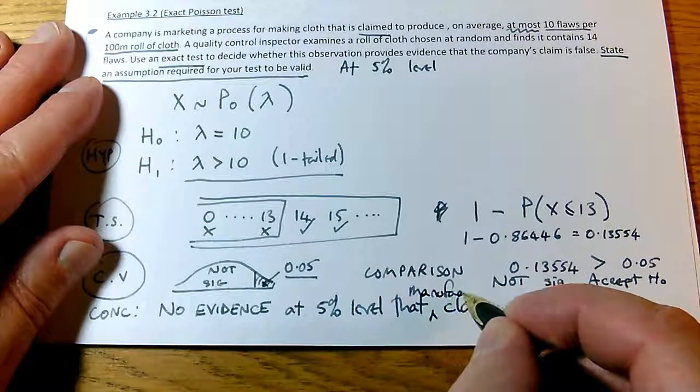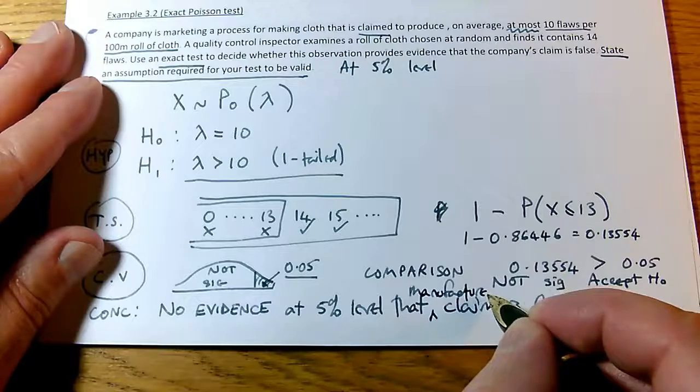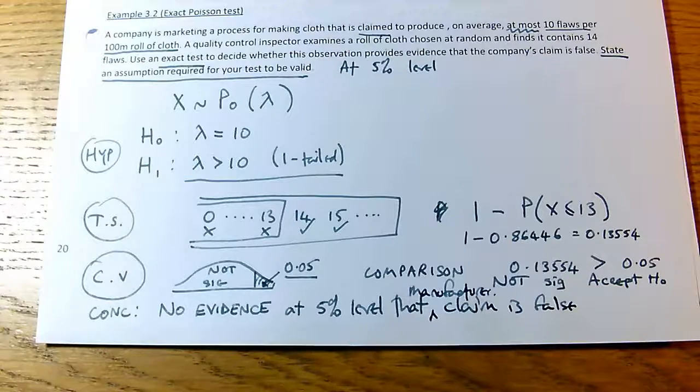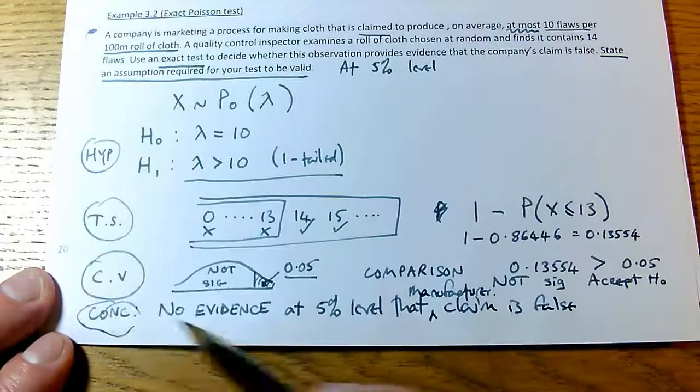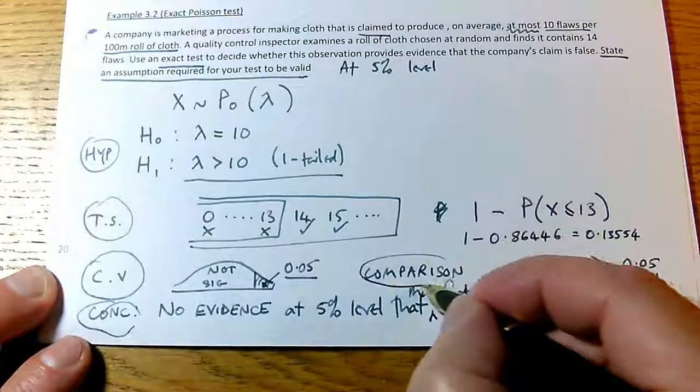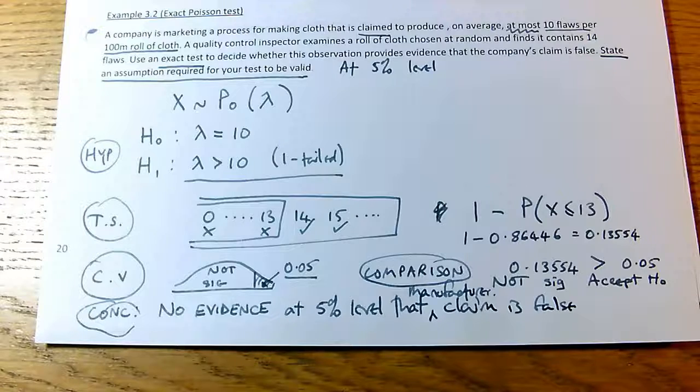And that will do. I can say the manufacturer's claim. Always try and put it in context. This is a claim made by a manufacturer. You don't need to restate the claim. So I've got my conclusion step, I've got my hypothesis, test statistic, and my comparison step was here. It's nice to flag up those 5 stages just to make sure you've done all the things you needed to.